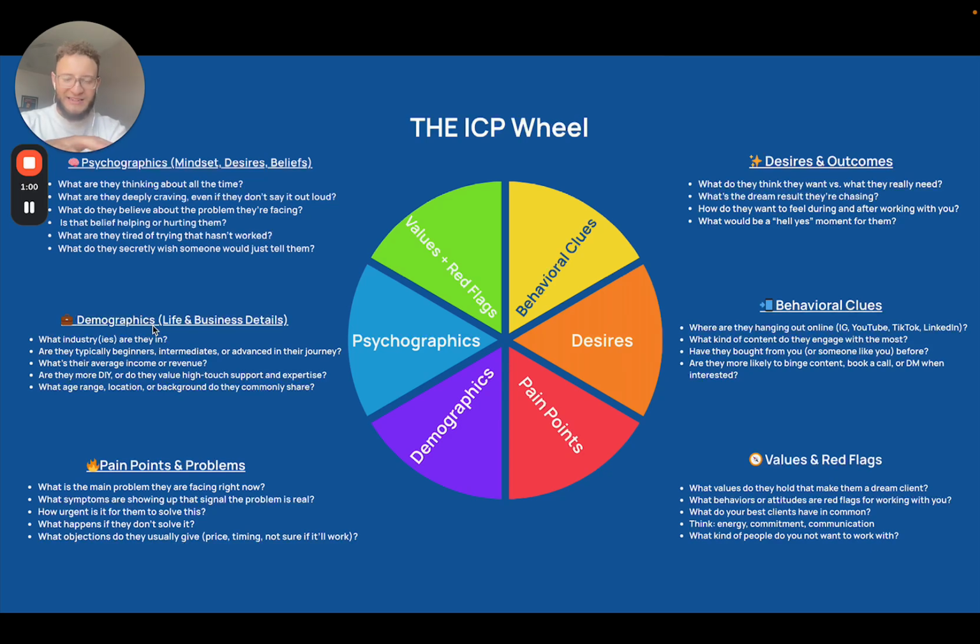Before we get into it, let me give you a little background as to what the ICP Wheel is. The ICP Wheel stands for the Ideal Client Profile Wheel. Now, why is this important when it comes to creating content? A lot of us are speaking about things at a very surface level, and every single person in your audience is at a different stage of development.